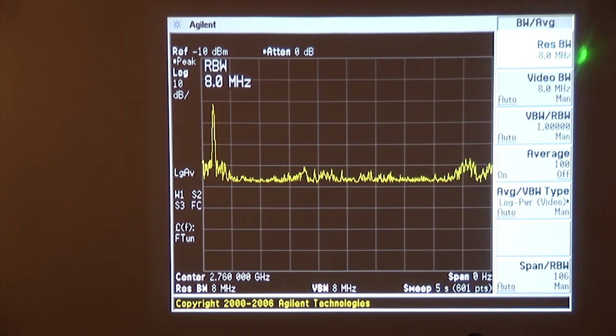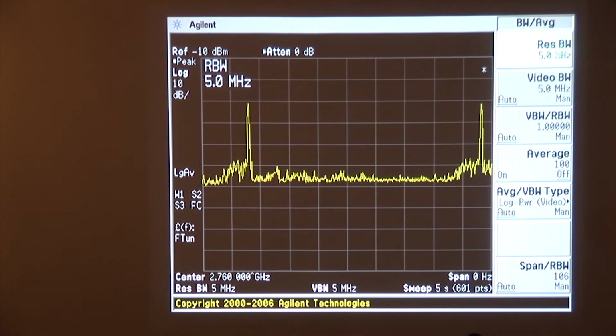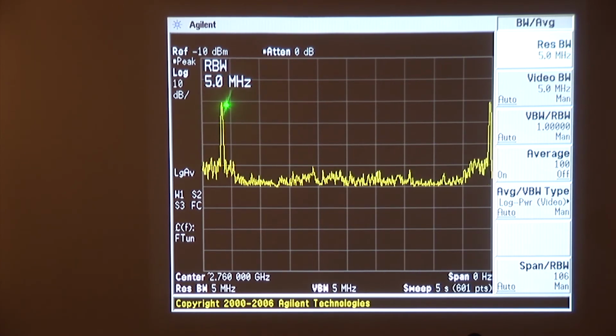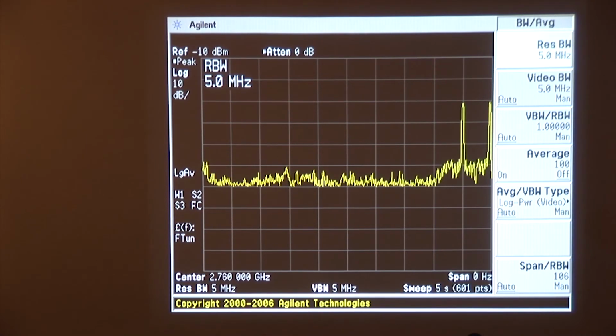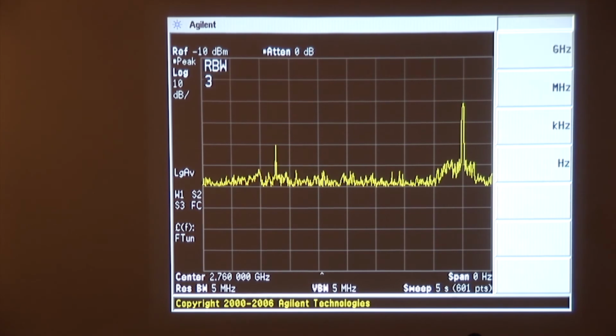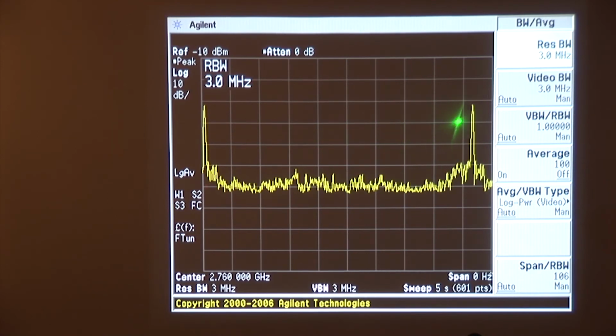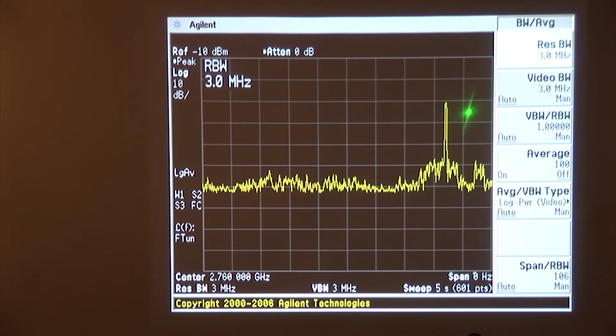So now we'll change the resolution bandwidth to a value of 5 megahertz. There we go. And we look at what's happening to the radar, and we have not lost any power. We're still measuring about minus 30, minus 31 dB. So now we go to a bandwidth of 3 megahertz, and we wait, and we're at about minus 31 or 32. So we might have lost a fraction of a dB, but nothing appreciable.